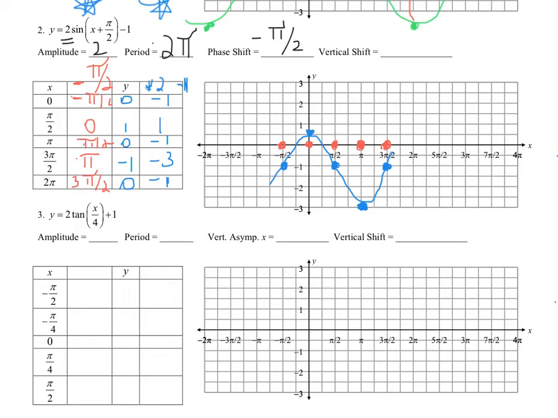And then the vertical shift. Well, again, we have a vertical shift of -1. So you can write -1 or you can write down 1. That would be our vertical shift.